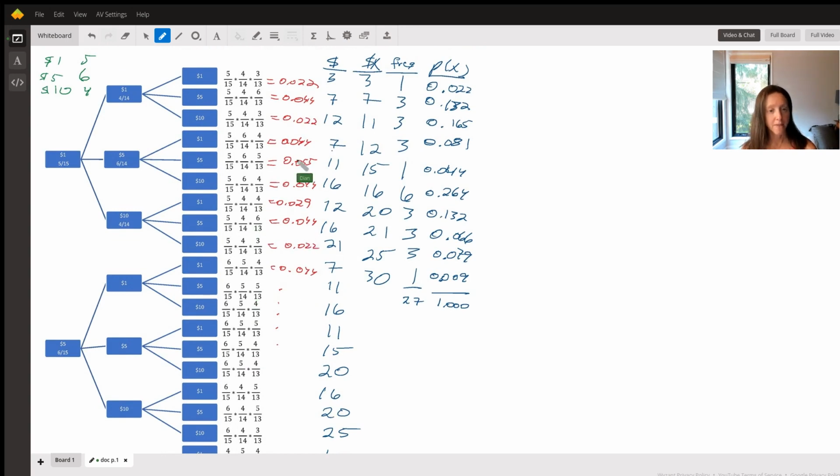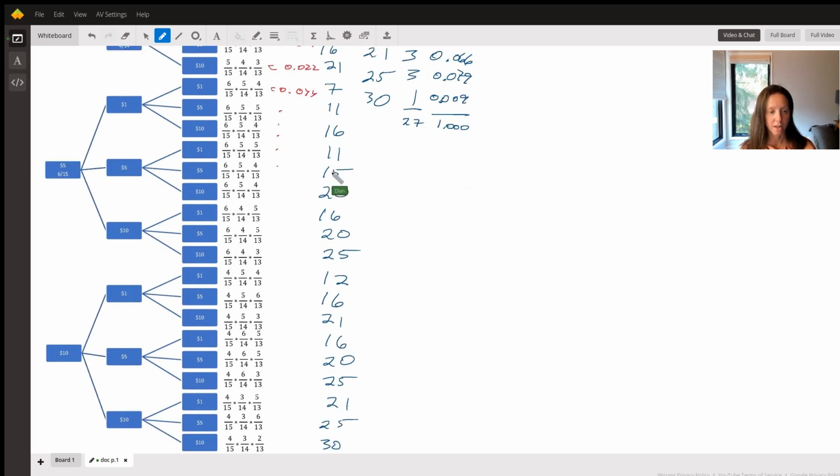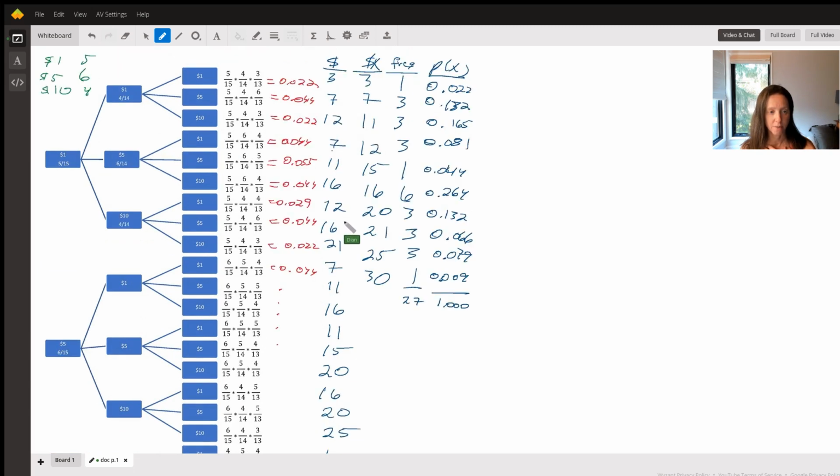probabilities. And then you also need to know what the bills sum up to be. So 1 plus 1 plus 1 is 3, and that's reflected right here. 1 plus 1 plus 5 is 7, so that's here. 1 plus 1 plus 10 is 12, that's right here. Okay, and you do that 27 times. And then you group them together.